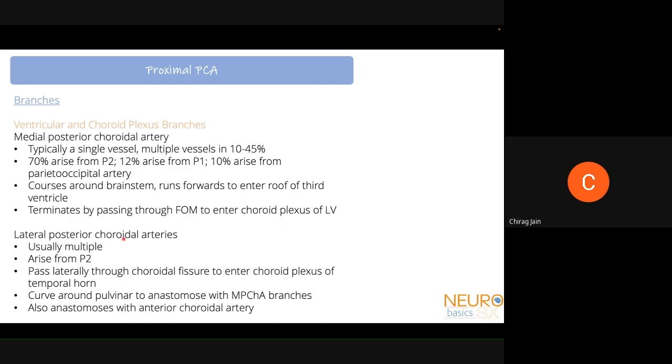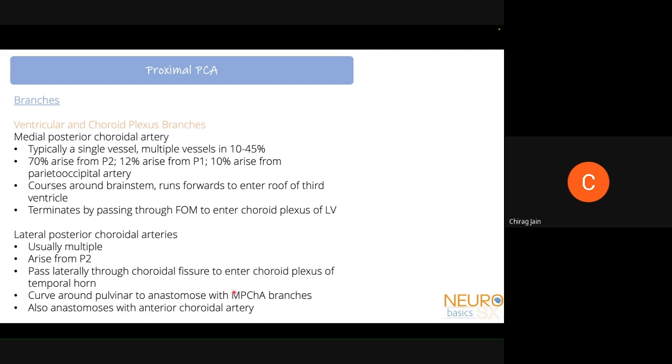The lateral posterior choroidal arteries, on the other hand, are multiple arteries arising directly from the P2, and from there they will run laterally, go through the choroidal fissure and enter the choroid plexus of the temporal horn. So here, the medial posterior choroidal arteries enter the third ventricle, and from there they go to the foramen of Monro, and then they enter the choroid plexus of the lateral ventricle. On the other hand, the lateral posterior choroidal arteries will enter the temporal horn, and from there they will run behind the pulvinar and then go near the foramen of Monro to anastomose with the medial posterior choroidal arteries.